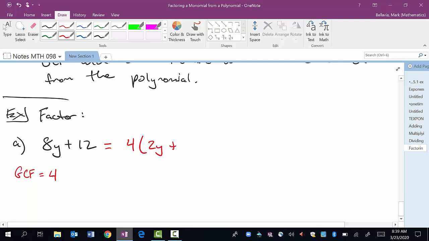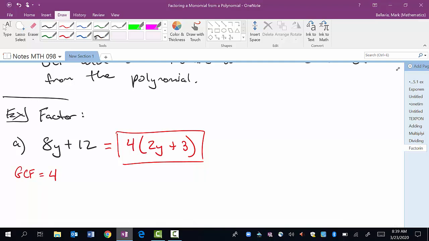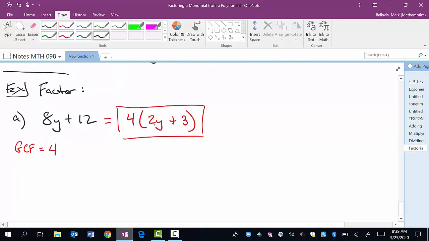12 divided by 4 gives me a positive 3. So when you factor the 4 out of there, you get 4 times 2y plus 3. The way you check if you factored correctly is you distribute back in. If you distribute the 4 back through, 4 times 2y gives me 8y, and 4 times a positive 3 gives me a positive 12.